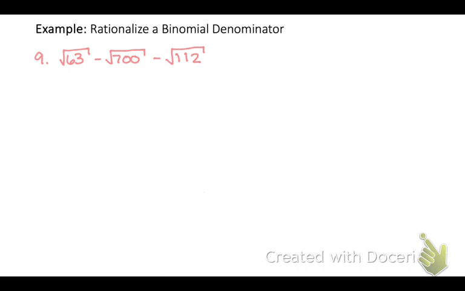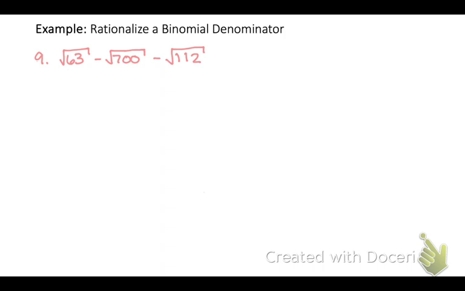Okay, so 9 is the square root of 63 minus the square root of 700, and 10 is... 12 is the square root of 112. So they're all square roots, right? They're all the same root. Now I need to do what? I can just simplify it, right?